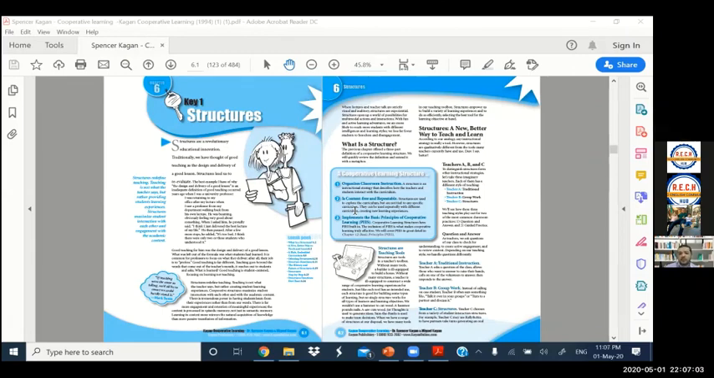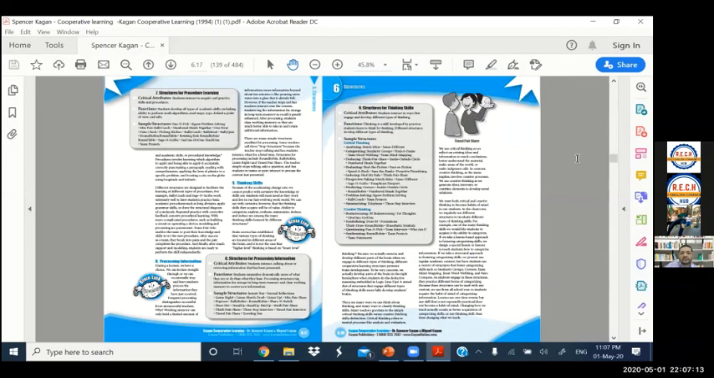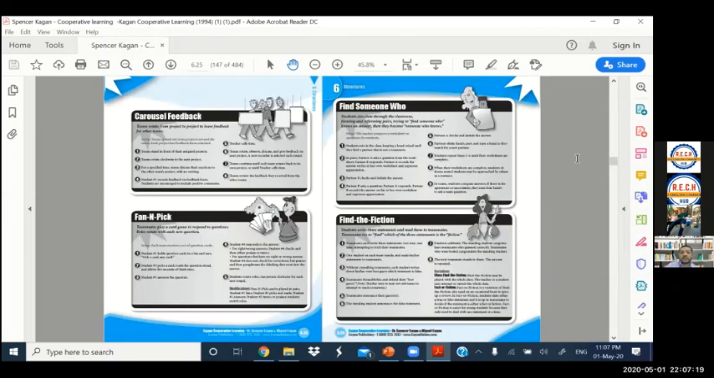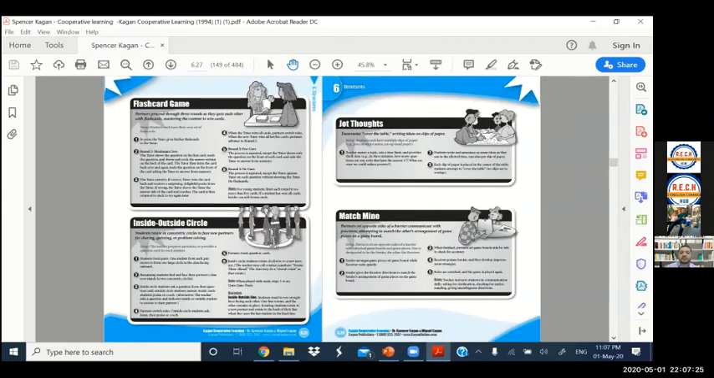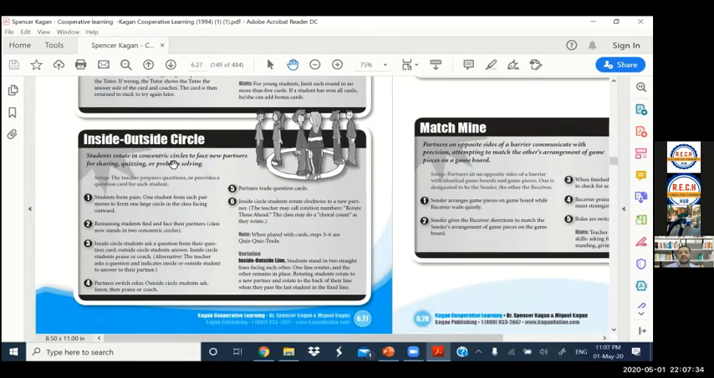Just before I go, some people who have a background in Kagan were a little confused between the onion circle and the inside-outside circle. So here are the strategies. This is the inside-outside circle that I was talking about, where students rotate in circles to face new partners for sharing, quizzing, and problem solving. As I told you, there is a small circle inside and a big circle outside.